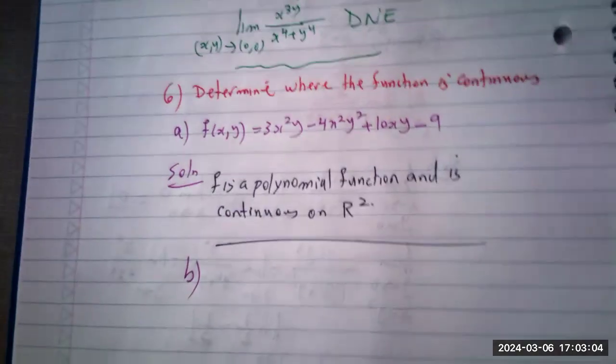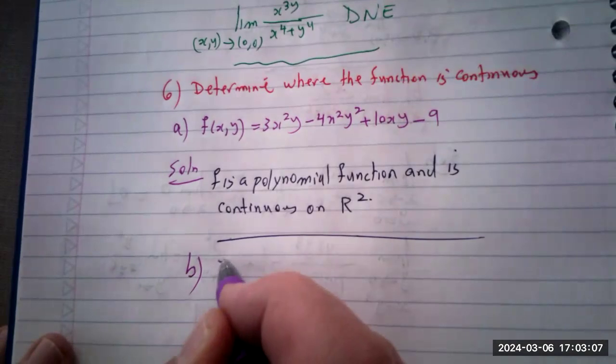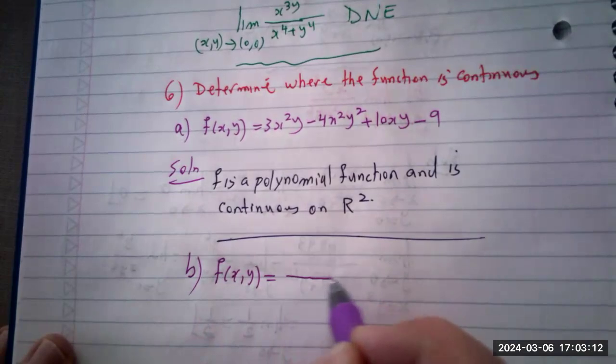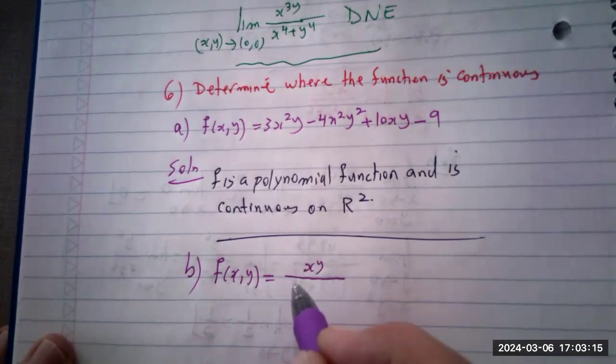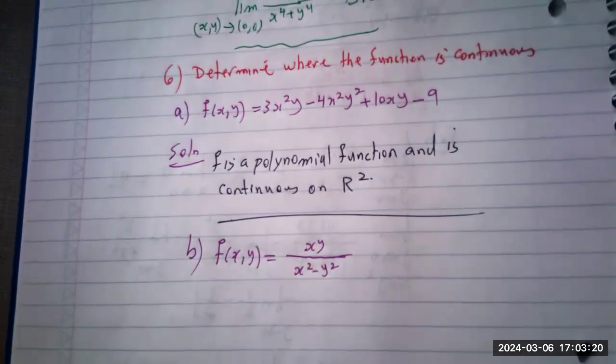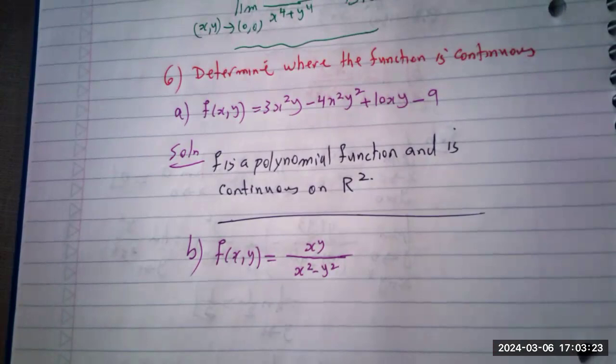So that's part B. Part B is this one, f of x comma y is equal to xy over x squared minus y squared. This is the second function. You see, this is a rational function. The top is a continuous polynomial, the bottom one is continuous, and you know that there is a restriction. The restriction would be the fact that the denominator cannot be 0.